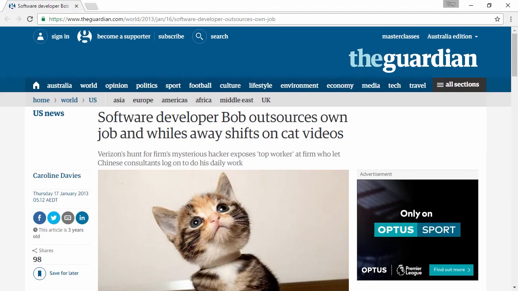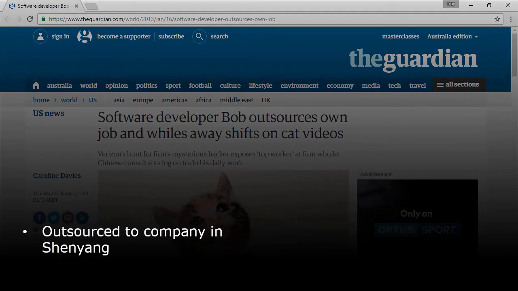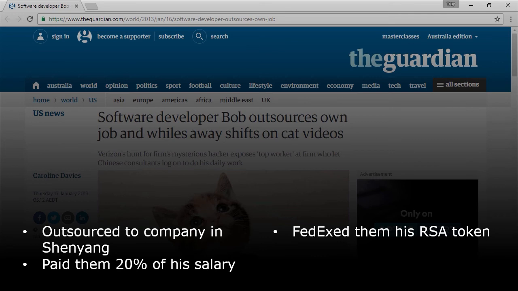I love this story on many levels, and it's a really good example of how an insider put the organisation at risk. Bob was a software developer, and being a rather creative guy, he came up with an ingenious solution to how to get his job done. He decided to outsource it to a company in Shenyang, China. Now, the way Bob did this is he paid them 20% of his salary. He then FedExed them his RSA token so that they could log in over VPN and connect to the internal network. So now, by virtue of Bob, the outsourcing company in China had become an insider.